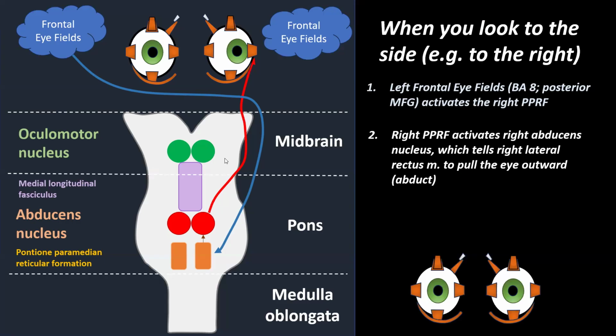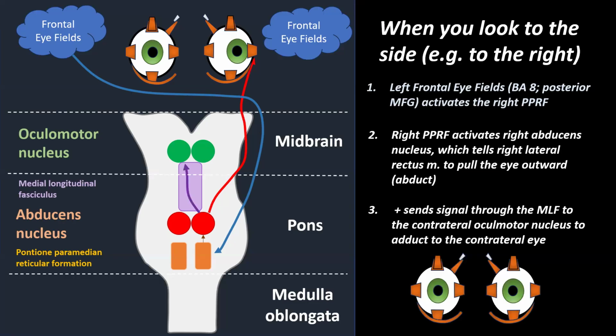Okay, but now the left eye, how does that happen? Well, the abducens nucleus also activates the contralateral oculomotor nucleus through a white matter tract called the medial longitudinal fasciculus. And this medial longitudinal fasciculus decussates quite rapidly. So when it comes to moving your eyes to the right, we need the left medial longitudinal fasciculus. Okay, now the contralateral oculomotor nucleus is activated and the left eye will adduct or be pulled inwards, and the result is we are looking to the right.